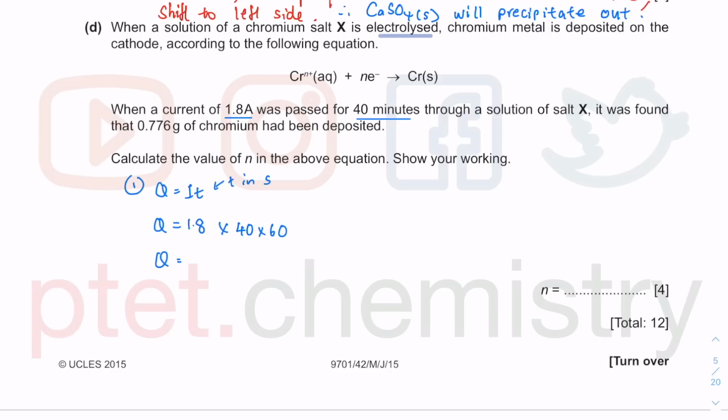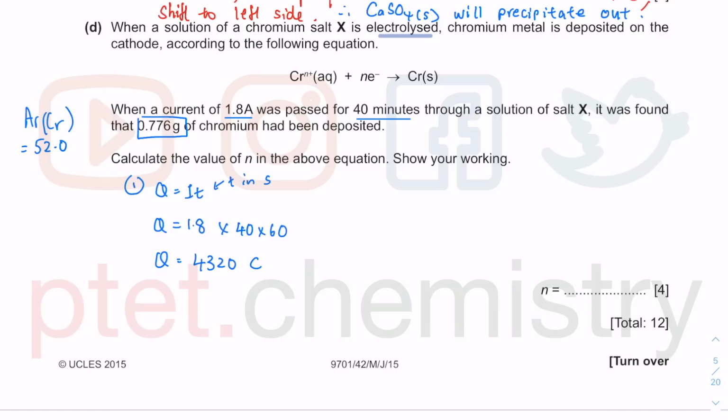So put that into your calculator: 1.8 times 40 times 60. I get 4320 coulomb. And I deposited 0.776 gram of chromium. So I really need the relative atomic mass of chromium from the periodic table because we are dealing with reacting masses. Chromium, first row of transition metal, that is 52.0 there.